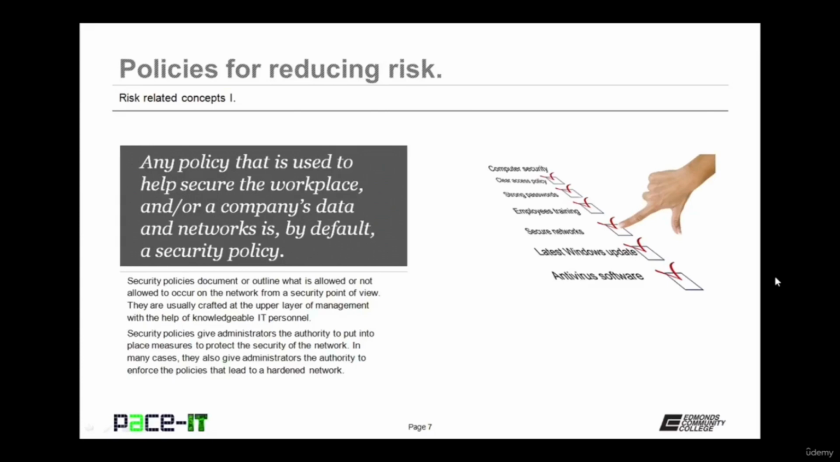In most cases, the network security policies are actually crafted by the IT personnel and then given to upper management to approve. Security policies give administrators the authority to put into place measures to protect the security of the network. In many cases, these security policies also give the administrators the authority to enforce the policies that lead to a hardened network. Now let's move on to some different policies.